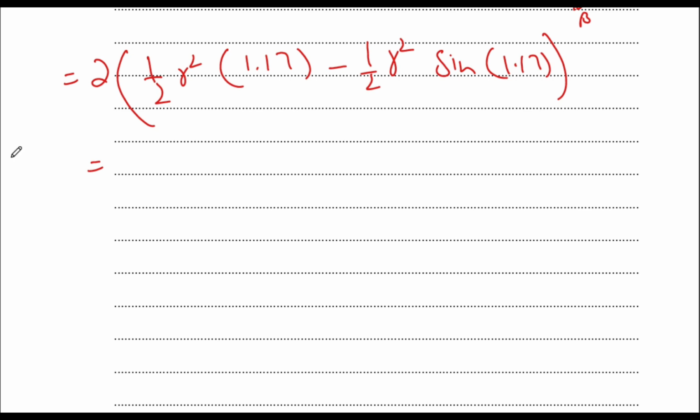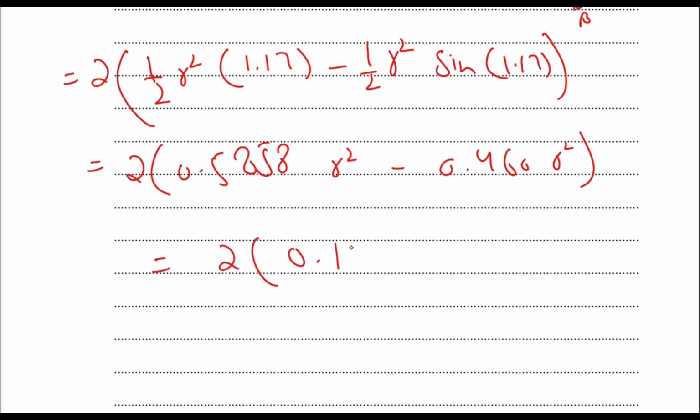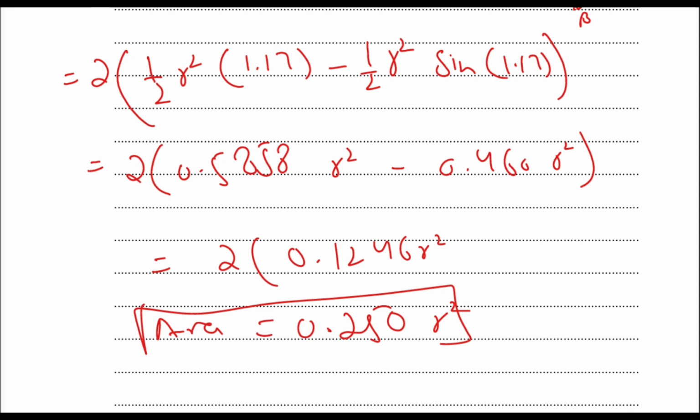Let me work it out. So we will be left with 2 times 0.5858 r squared minus 0.460 r squared. At the end we will have 2 times 0.1246 r squared, and the overall answer will be 0.250 r squared. That will be our area of the shaded region.